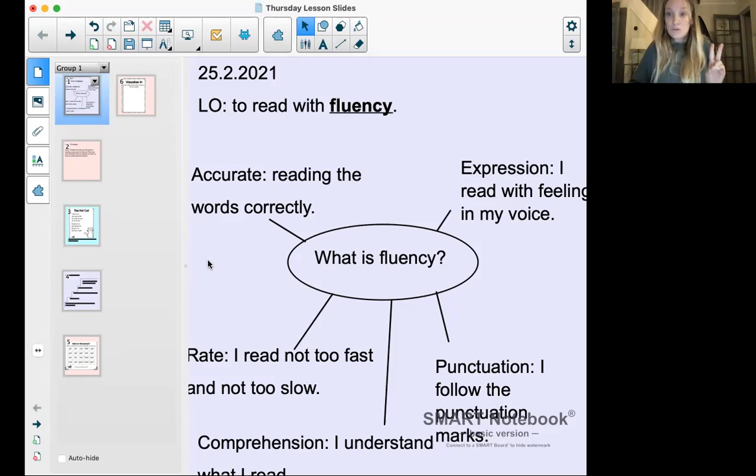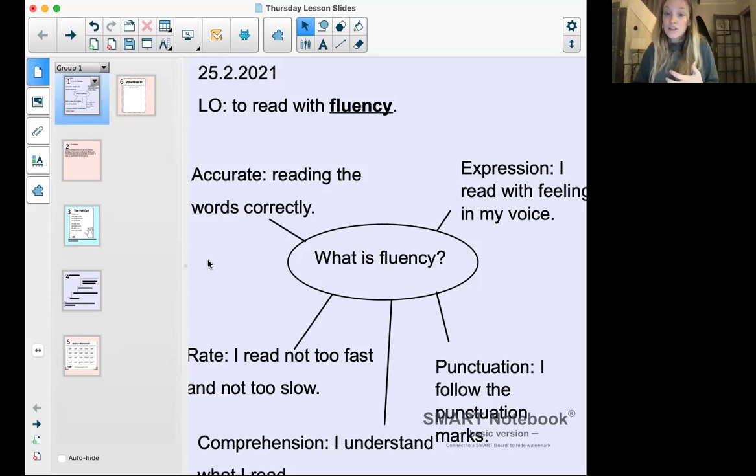The next one is rate. So that means I'm not reading too fast and I'm not reading too slow. So I'm not just rushing through it. I know I need to pause and I know I need to take my time, but I'm still not too slow. I can still have a good pace in my reading.